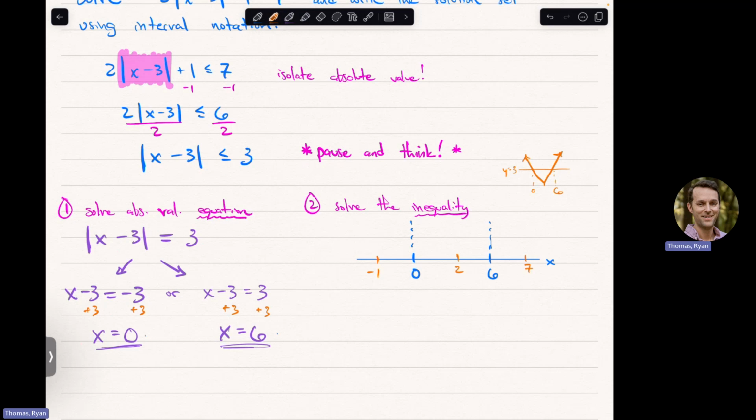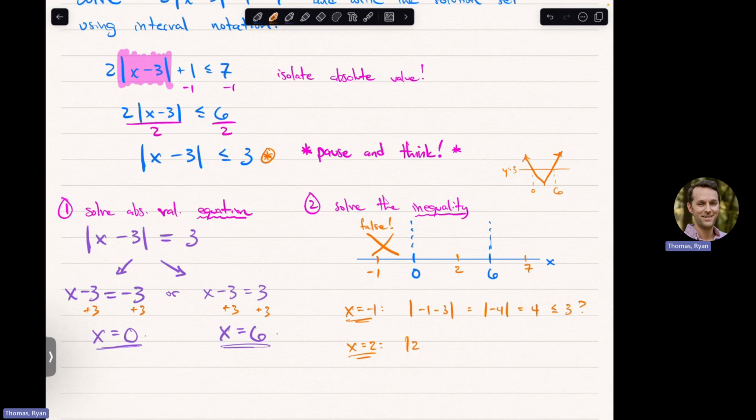Another way to do that would be to just brute force it. Choose a point from each of those subintervals, plug it into the inequality, and see what happens. So if x is -1, I'm going right here. The absolute value of -1 minus 3, that's the absolute value of -4, which is 4. And then the question is, is 4 less than or equal to 3? And the answer is no. So I throw that interval out, because anything on that interval, the same thing is going to happen. I'm going to get a false statement when I try to check that inequality.